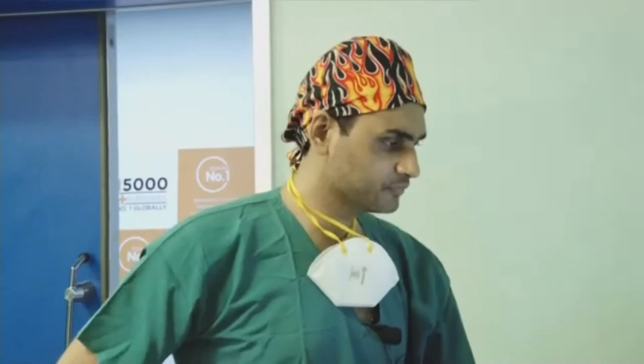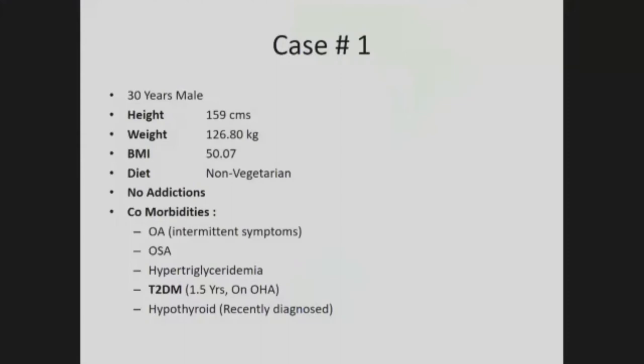This particular case, he's a 30-year-old male with a height of 159 centimeters and weight of 126.8 kgs with a BMI of 50. Diet is non-vegetarian. He has no history of any addictions. As far as comorbidities are concerned, he has osteoarthritis, OSA, hypertriglyceridemia, type 2 diabetes since 1.5 years on OHAs and recently diagnosed hypothyroidism.